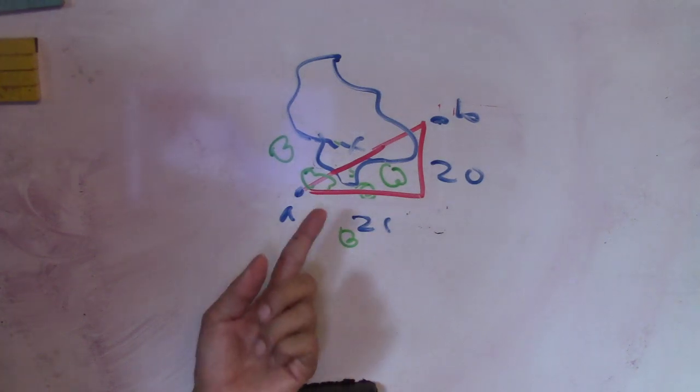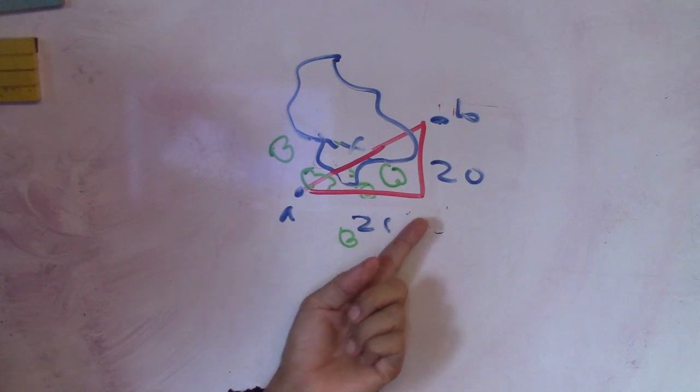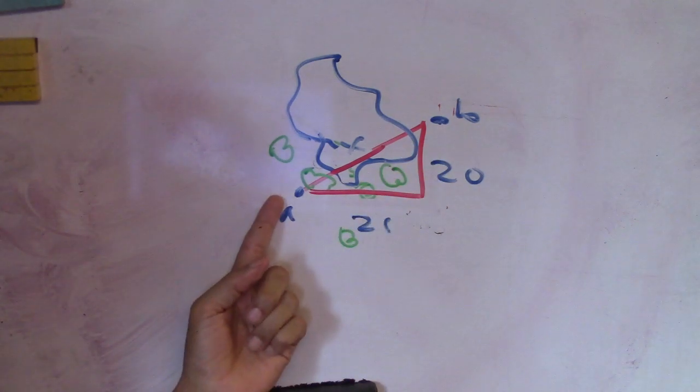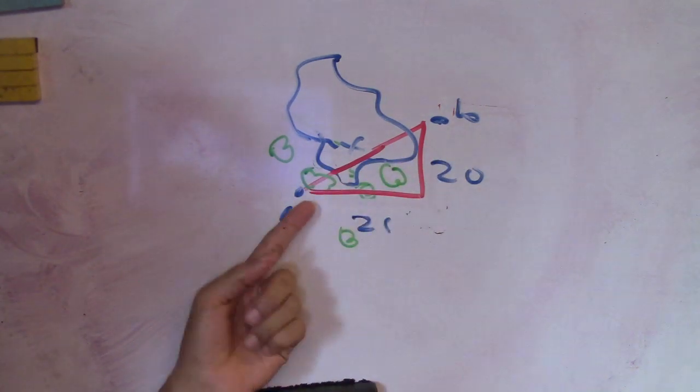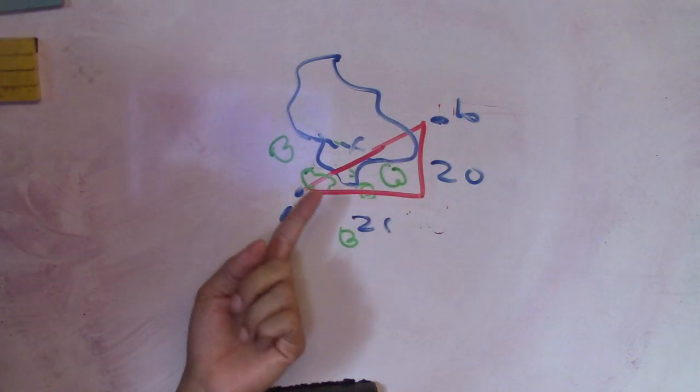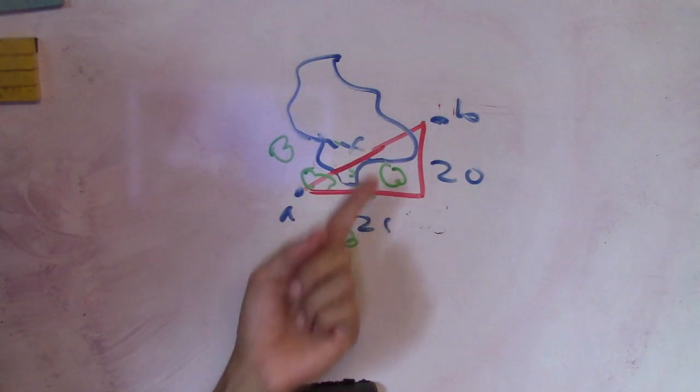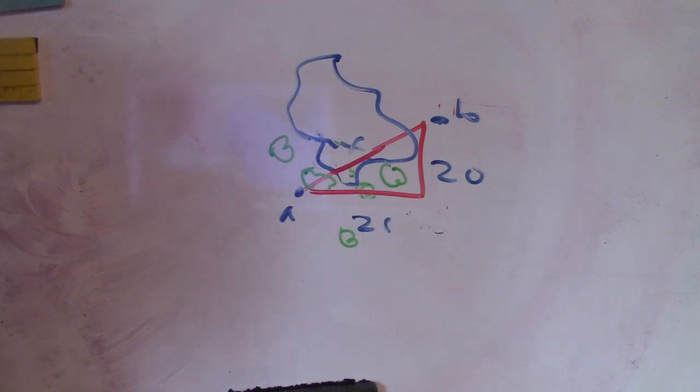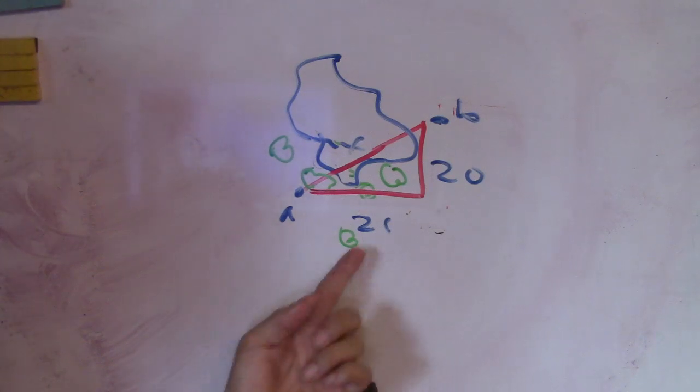And what we have here is, from here to here, it's 21. From here to here, it's 20. I want to know how far it is from point A to point B, because there's all kind of stuff in the way. Put a tree there, put a lake there. I can even see the number. 21 and 20.